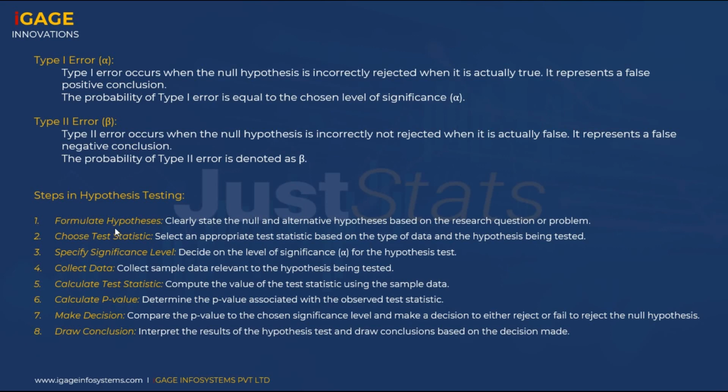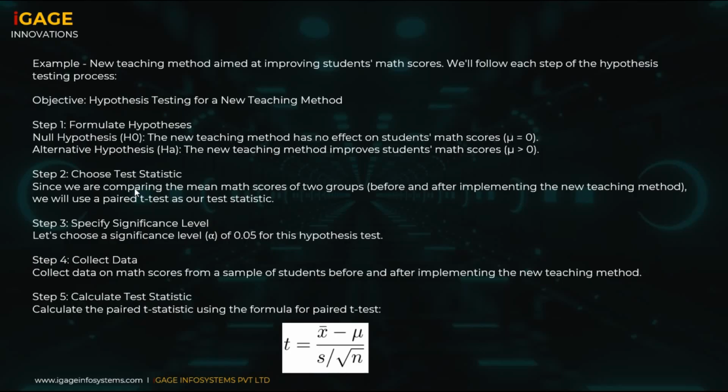So step one is formulation of hypothesis. Step two is choose the test statistics. Step three is specify the significance level. We have to decide what significance level to consider, whether it is a 95% confidence interval, or we can choose more than that. Then collect data, calculate the test statistics, calculate the p-value, make a decision, and draw the conclusion. The type 1 error and type 2 error I will discuss in detail when we deal with a particular solution.